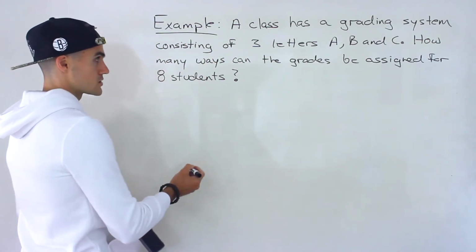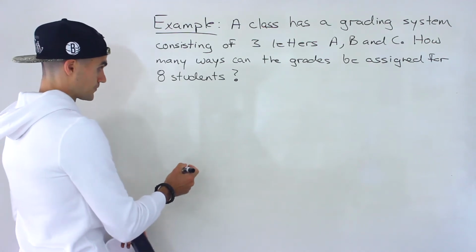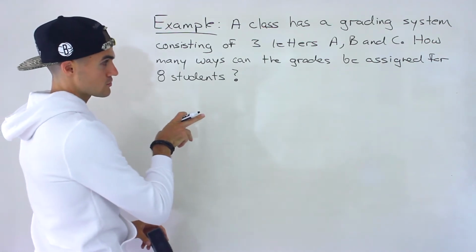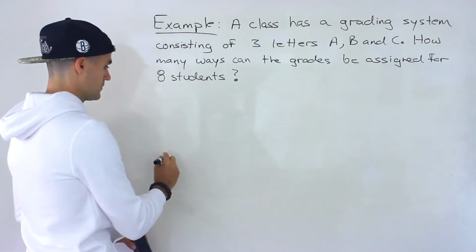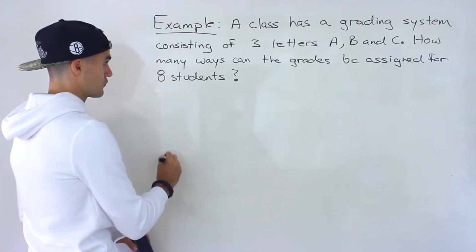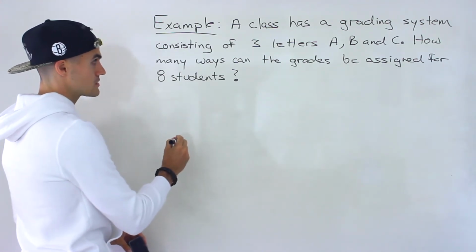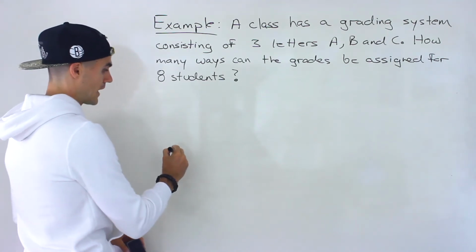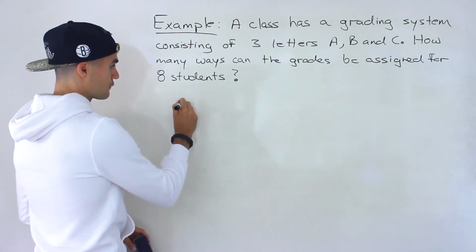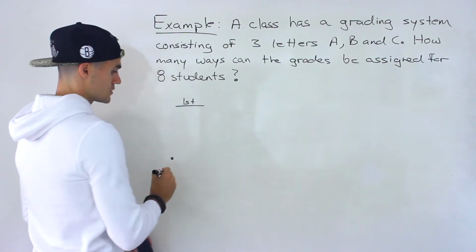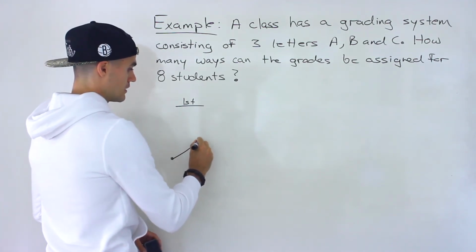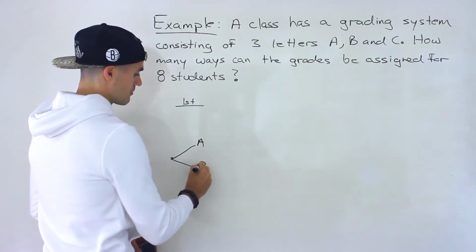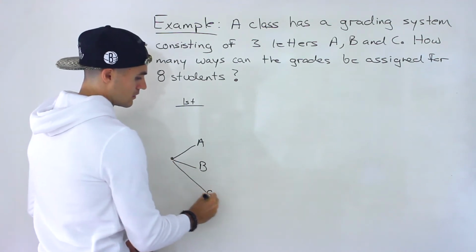There's 3 letters, but if there's more letters, you can just adjust it. So to show what's going on visually, you can actually show this through a tree diagram. It would end up being a very large tree diagram if we made it for all 8 students, but let's do it for the first 2. So what would happen is the first student, they're either going to get an A, B, or C.